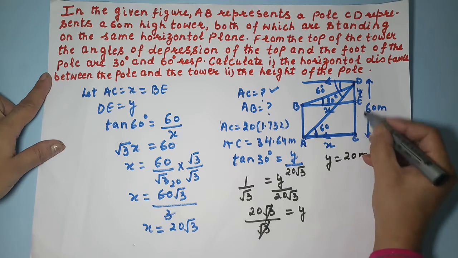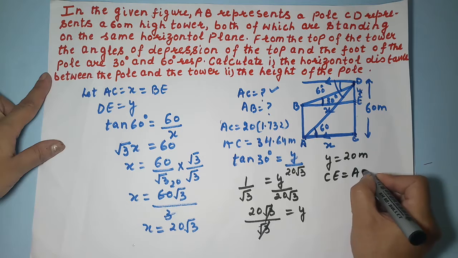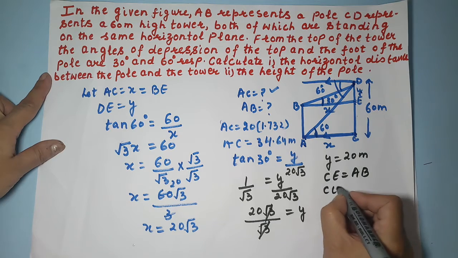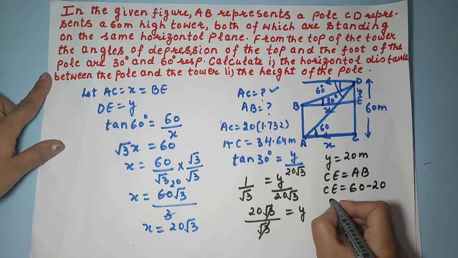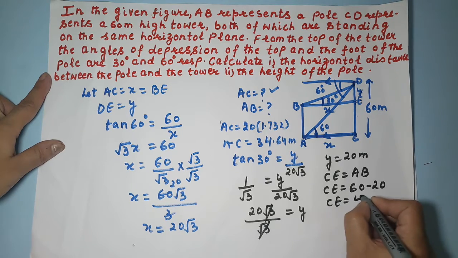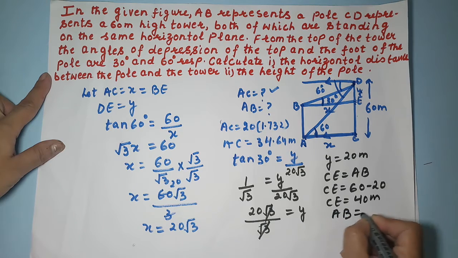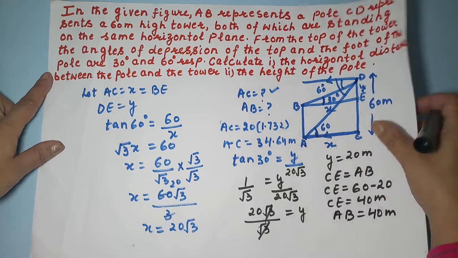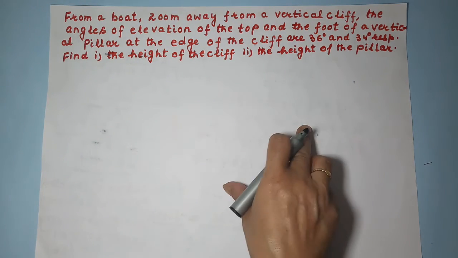Now I have to calculate CE. So my CE will be equal to AB. So CE is equal to 60 minus 20. So CE will be equal to 40 meters. Hence your AB is also 40 meters. Okay. Now the next one.